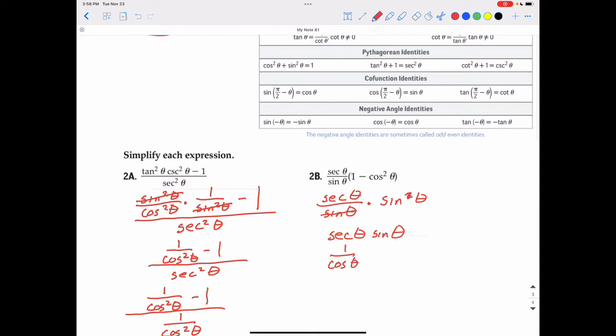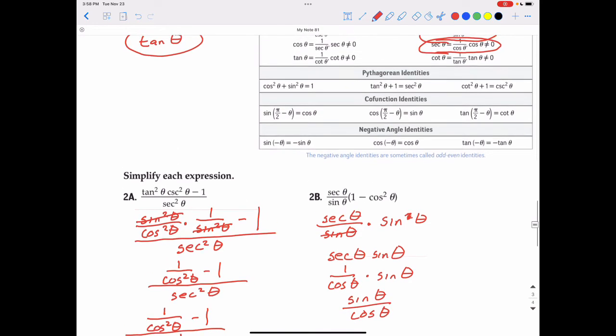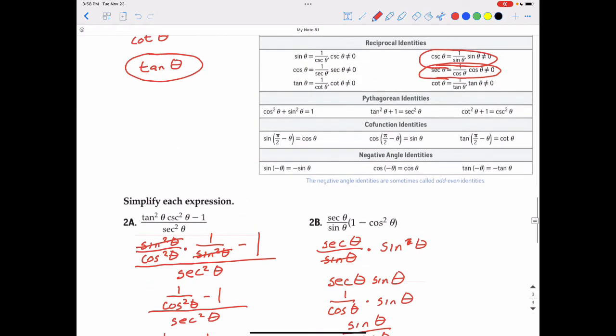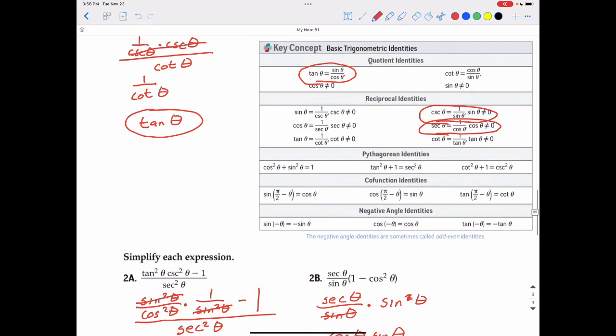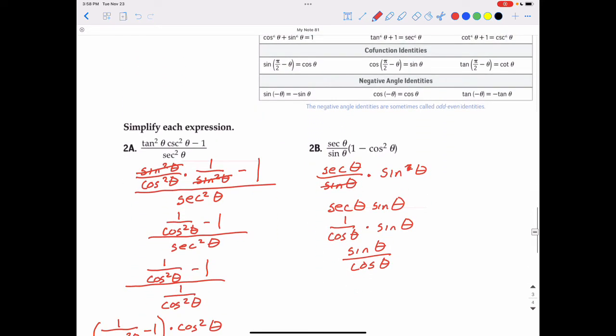So I have 1 over cosine theta times sine of theta. That means I have sine theta over cosine theta. And again, looking through my identities, where do I see sine theta over cosine theta? Oh, look, it's right here. It's one that we've already used. Sine theta over cosine theta equals tangent theta. So this simplifies to just tangent theta.